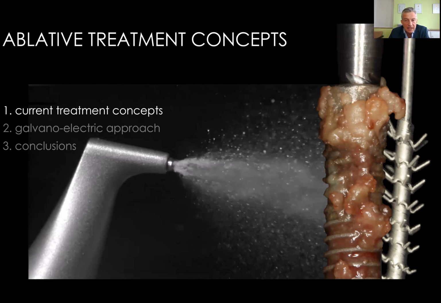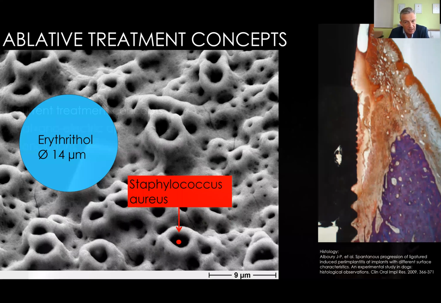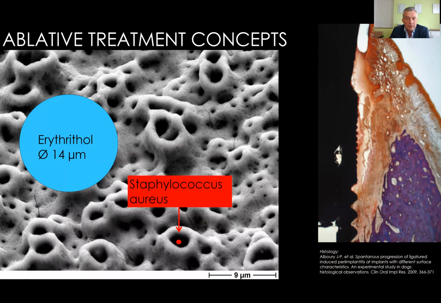All those techniques have something in common: we try to remove the biofilm in an ablative way. But doing that, we have to accept that we have to deal with crater-like defects. We have to deal with threads of the implant which we cannot reach. Because we have crater-like bone defects, we don't have access to the threads of the implant.